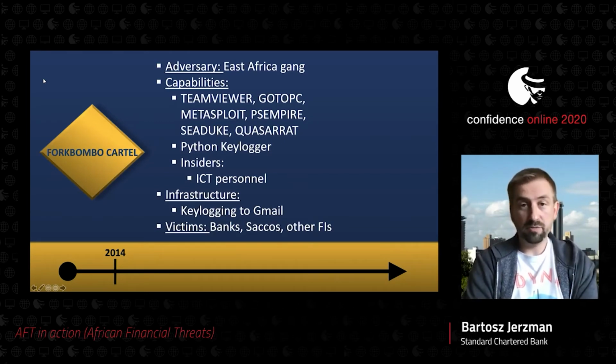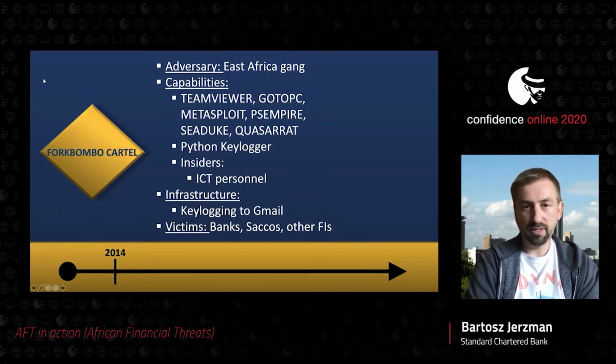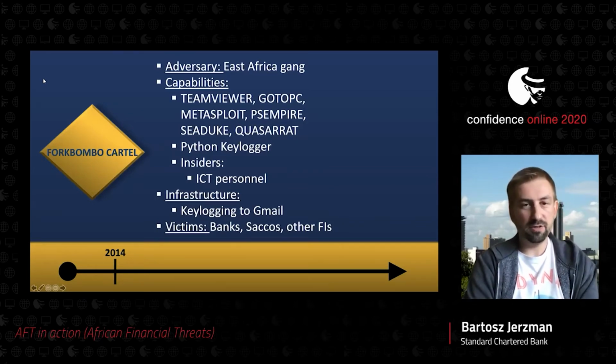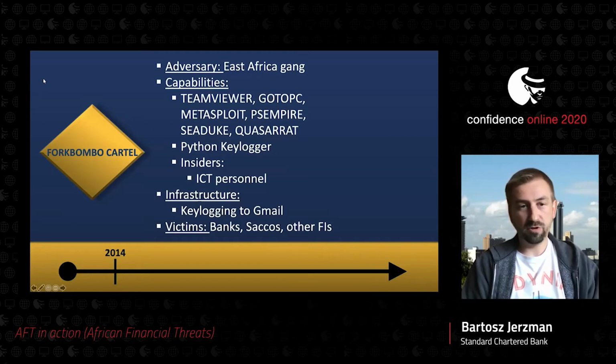And their capabilities. They used many commercial tools for remote access control, like TeamViewer, GoToMyPC, but also open source tools for offensive security, like Metasploit, PS Empire, and another open source project, Quasar RAT, which is available at GitHub. CDUK is not the backdoor from APT29, but it is a kind of Python backdoor compiled by PyInstaller to a Windows executable. Of course, they used Python keyloggers, and if you analyze the history of keyloggers, it goes back to the Forkbombo cartel keylogger.